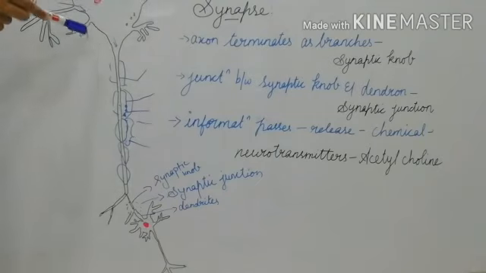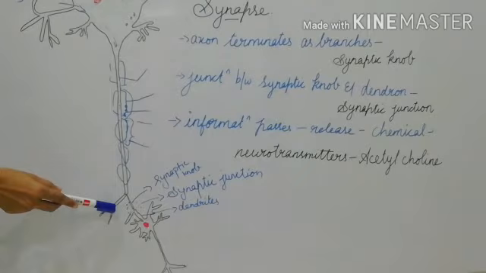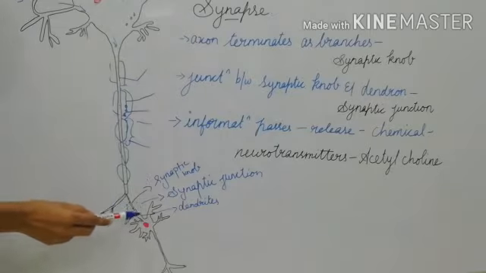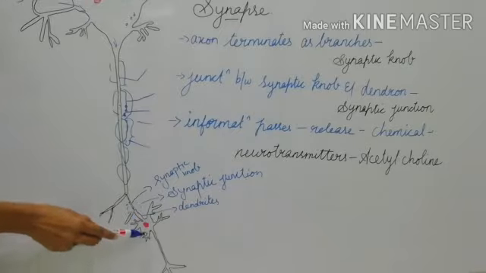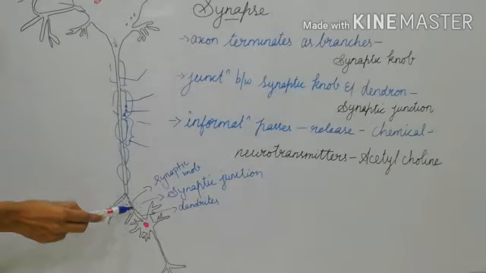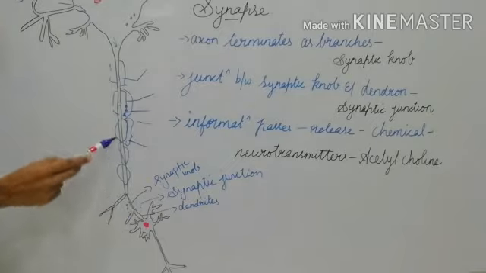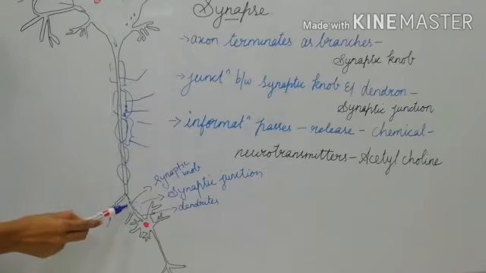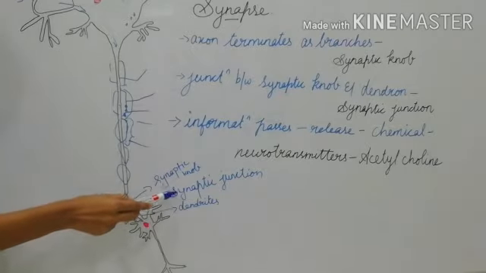So in the structure of a neuron, we studied that the end of the axon terminates as fine branches, and it terminates in a knob-like structure called the synaptic knob. This synaptic knob of this neuron will interact with the dendrites of the next neuron, and the junction between the synaptic knob of the axon of one neuron and the dendron of the next neuron, that junction we will call the synaptic junction.